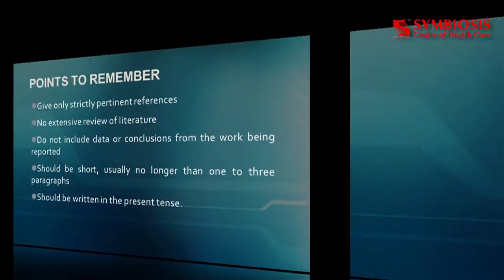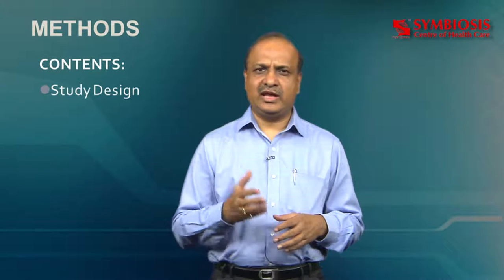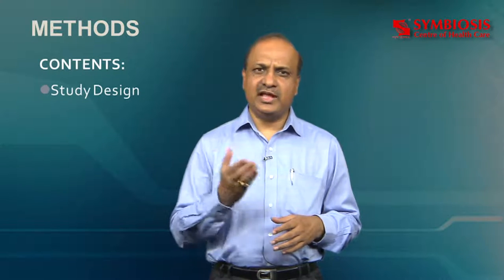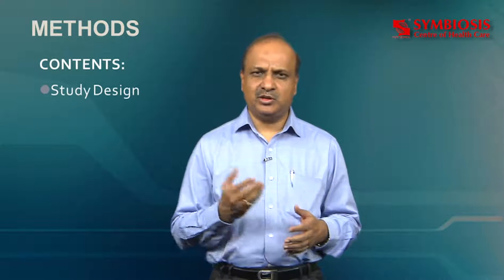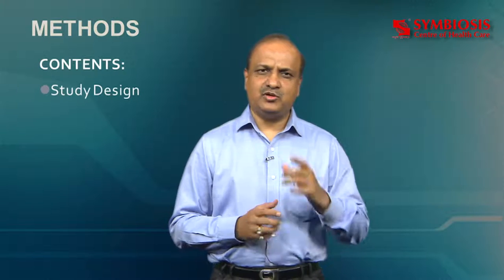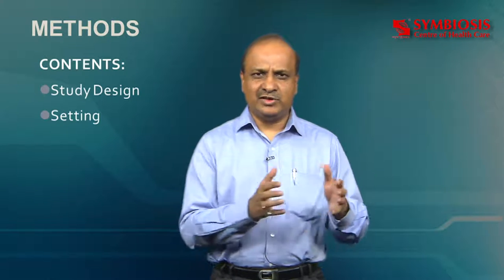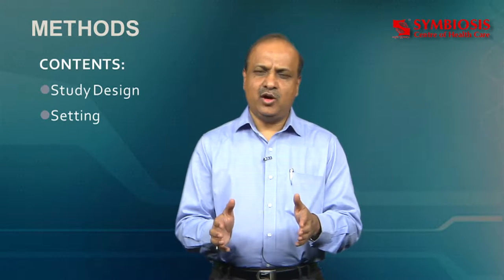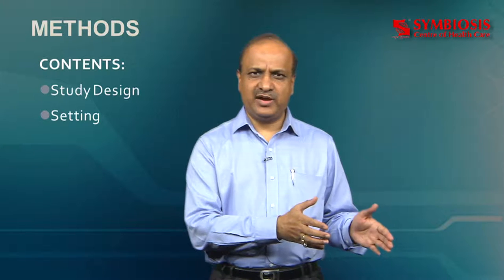Now, let us move on to the next very important section, the methods section. What should it contain? You need to talk about the study design, whether it is a descriptive study or an analytical study, and within the analytical study, whether it is a case control study or a cohort study, or an experimental study where you talk about various types of clinical trials, or a diagnostic evaluation study, or a program evaluation. You have to specify here. In the setting, you have to specify whether the study was carried out at a workplace, in a hospital setting, or in a community.